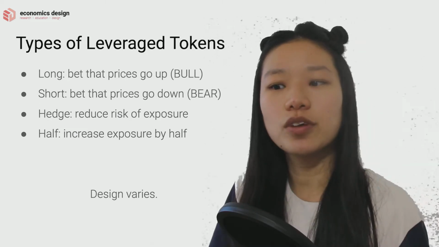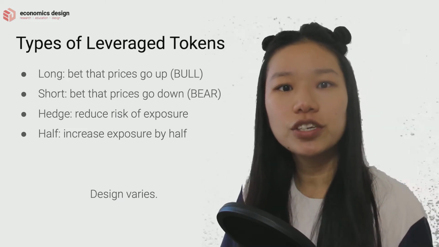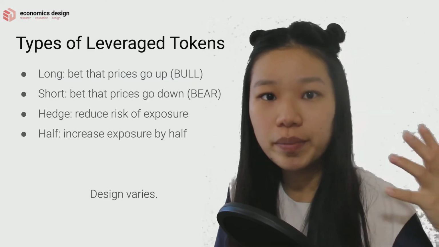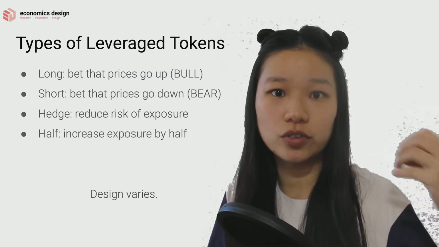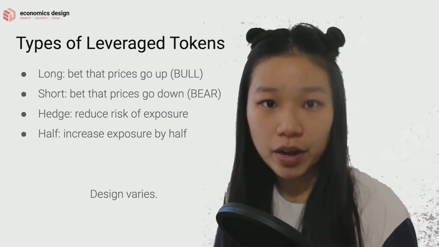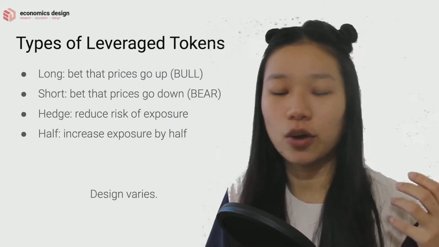There are a couple of types of leverage tokens. In general, it's 2 main ones. It's up or down, or long or short. Long means you bet that prices go up, so you think that a bull market is coming. Short means that you think that a bear market is coming and you bet that the prices are going down.